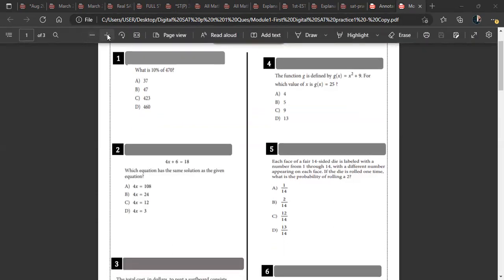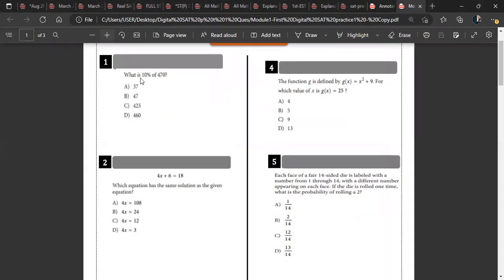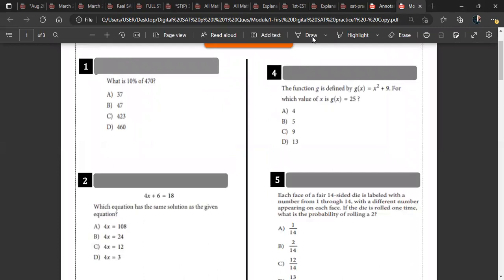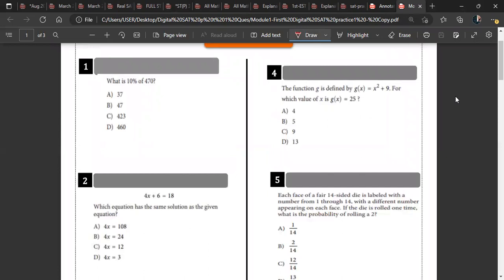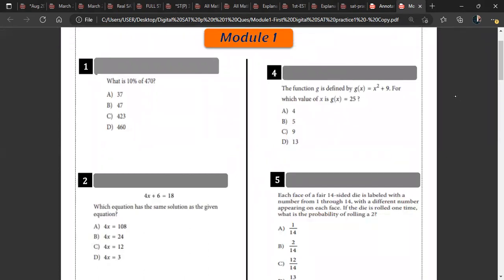For the first question, it asks what is 10% of 470. This question is easy to do using a calculator because the calculator is permitted. But if you do it in steps, 10% means 10 out of 100. Of means multiply, pay attention to this point. Multiply by 470, then find the answer. The answer will be 47 using a calculator or by simplifying: cancel 0 with 0 and another 0 with 0. So the answer will be 47, answer B.